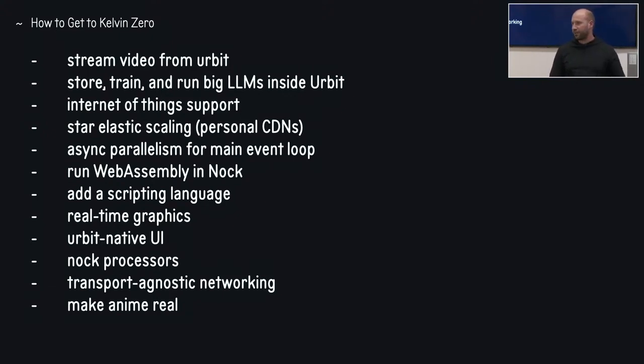Internet of Things support, Native Planet's starting to work on this, but this is why we have moons. Every time you buy a planet, you buy 4 billion addresses. It's kind of a lot, right? What are you going to do with 4 billion addresses? Well, you could run an oil pipeline and all the sensors in it. Your Urbit will turn into your personal CDN.